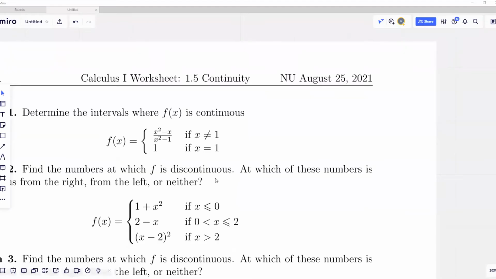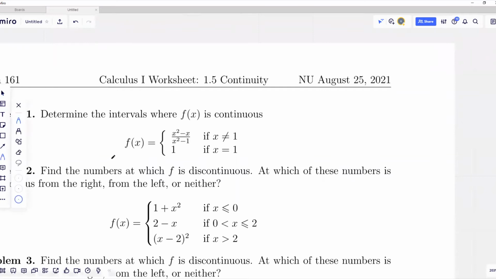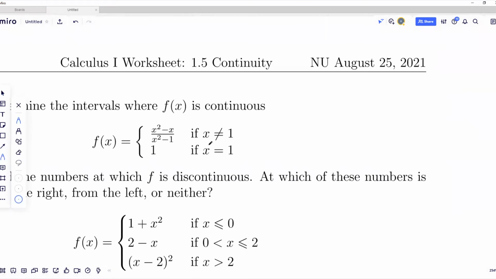Welcome, students. In this video, we are going to study the following worksheet on continuity. Let's start. First problem, let's find the intervals where f of x is continuous. Let's start by checking this point x is equal to 1.